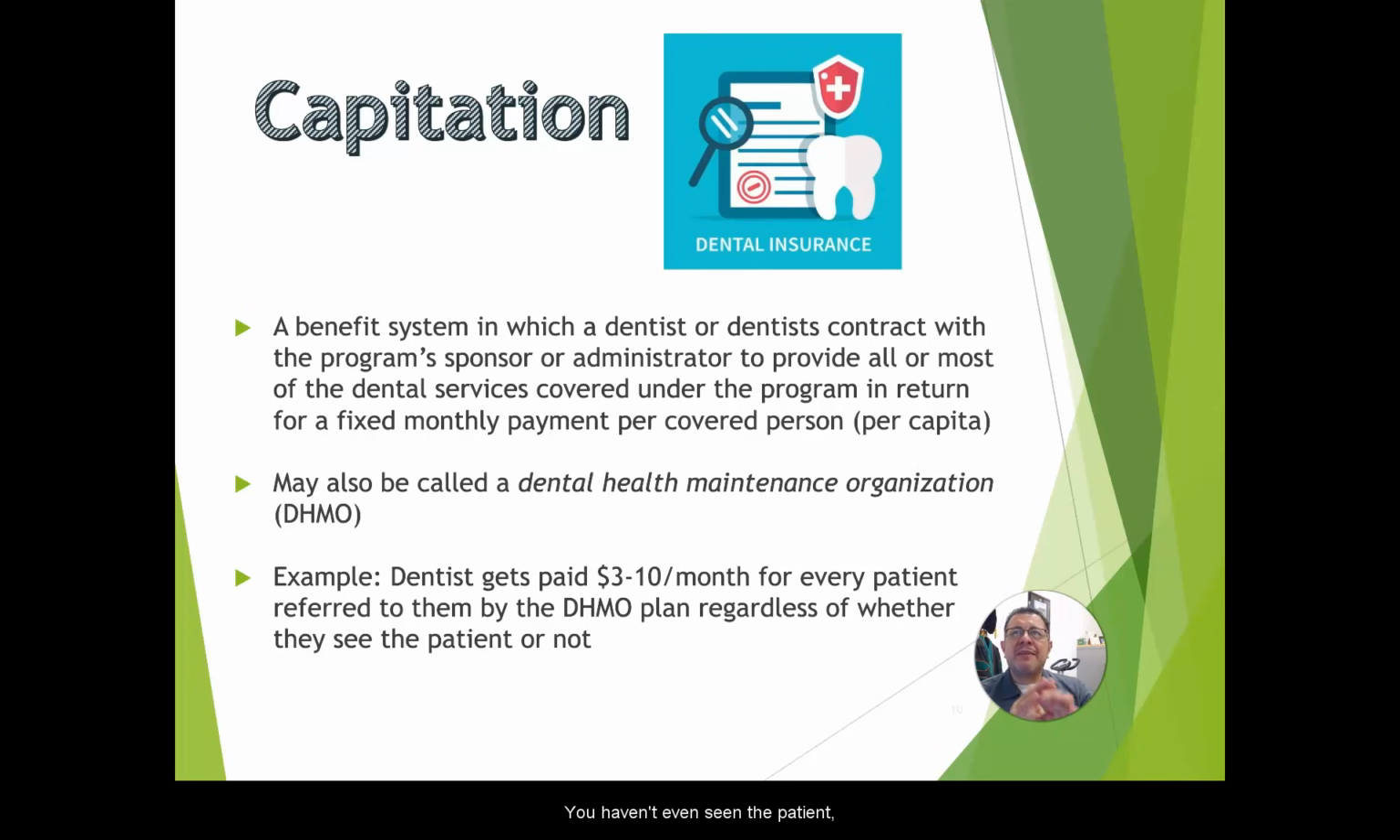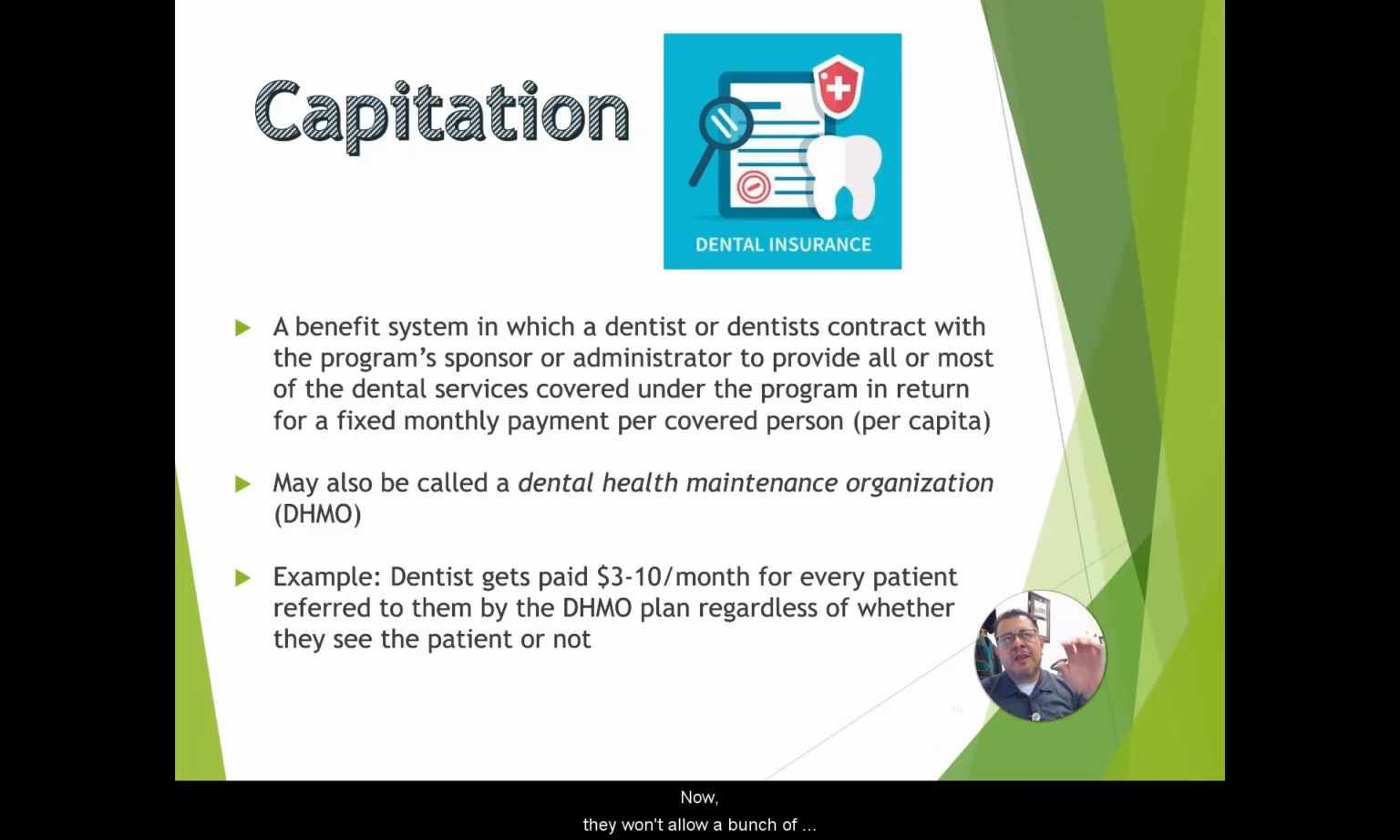Oof. You haven't even seen the patient. You haven't even touched the patient. And it's $3 to $10 per patient. So if you have 1,000 patients and you're getting $3, that's $3,000 a month that you're getting automatically. Okay, if it was $10, which is a pretty high number, right? You get $10,000 a month.